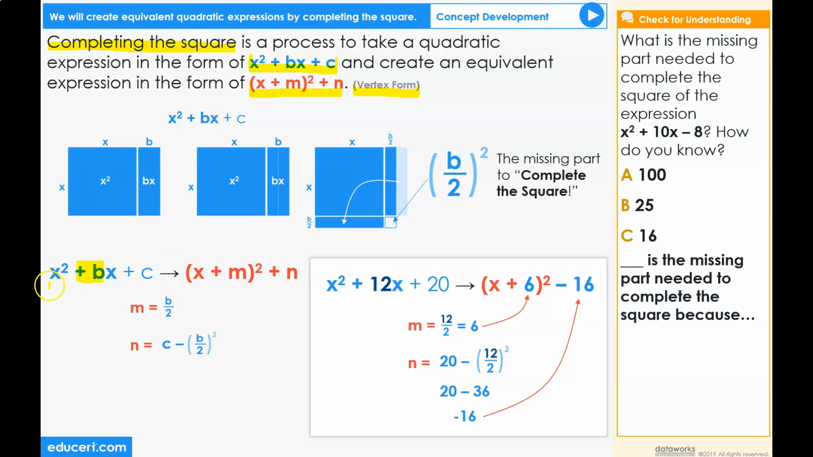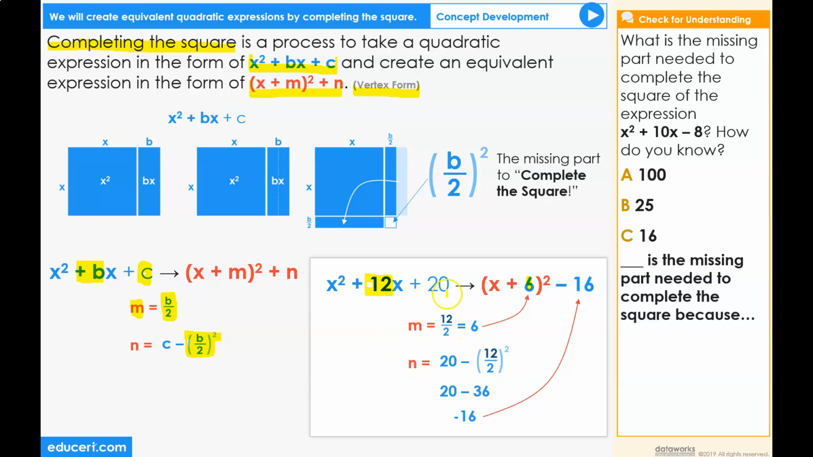The quadratic expression x squared plus bx plus c can be rewritten into an equivalent expression of the form x plus m squared plus n if m is equal to half of the coefficient of x and n is equal to the numeric term of the original expression minus that missing part of the square. In our example, the coefficient of x is a positive 12. So in the equivalent expression, we have the square binomial x plus 6 squared, because m is equal to 12 divided by 2, and that is 6.